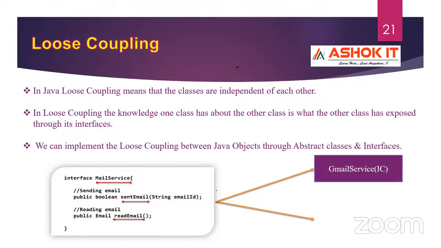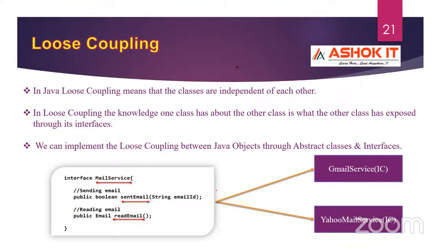So one is for what? Gmail service, that is called IC. IC stands for what? Implementation class. Another mail service called what? Email service. Okay. Another is called what? Yahoo mail service. Okay.